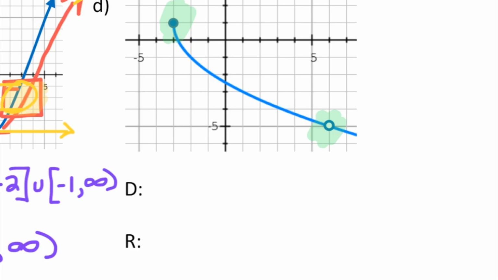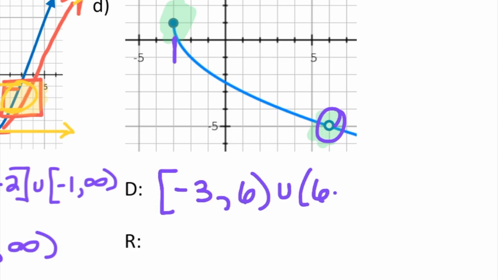So let's say here that our domain starts at the x value negative 3, and it includes negative 3, and it goes to here before it misses that hole, so that's negative 3 to positive 6, not including positive 6, and then it goes to positive infinity.